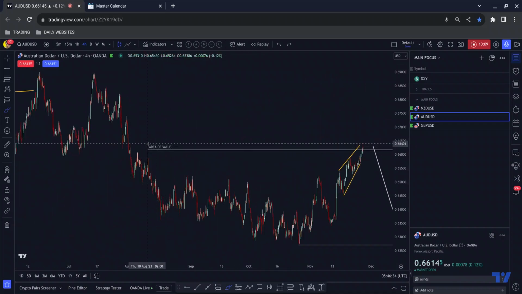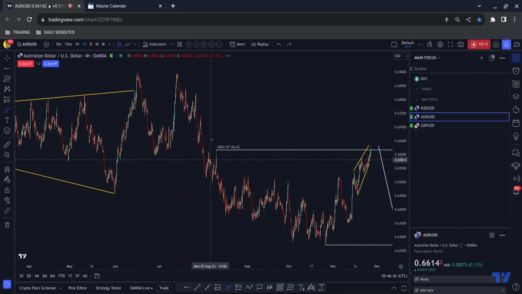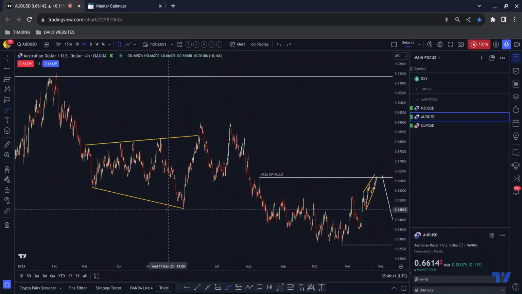We tap into that area where price sold off aggressively from last time around. There was an exchange of liquidity here, which caused price to completely smash, as with Kiwi dollar, all the way underneath these lows here.